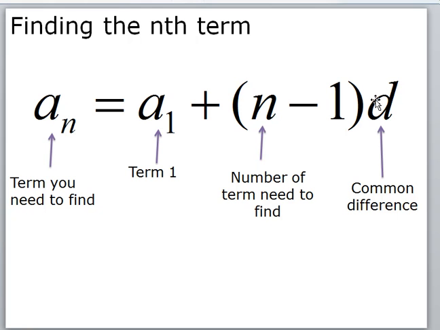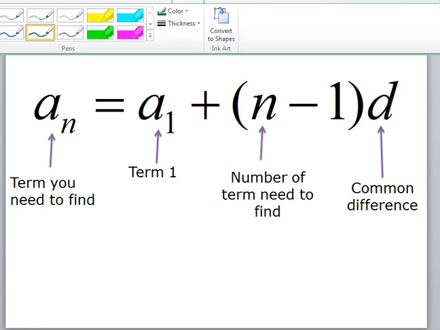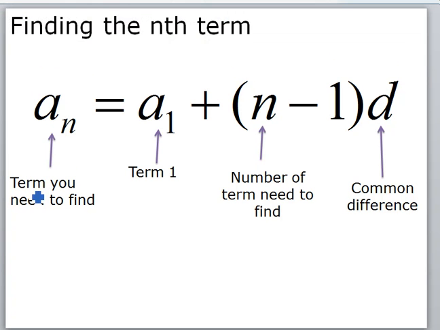d, my common difference. What are each one of these? Well, I've gone ahead and labeled each one of them here. This is the term you'll need to find. Maybe you're going to find the 100th term. This is the first term that's in your pattern. You're going to replace that. And then this is the number of term you're supposed to find.